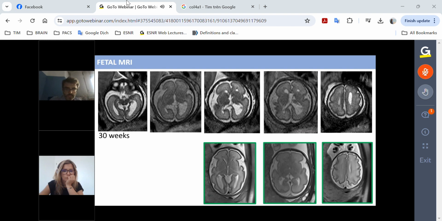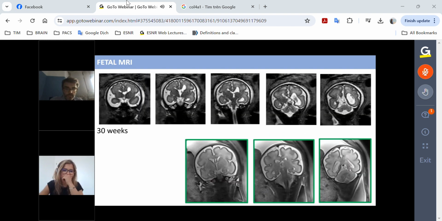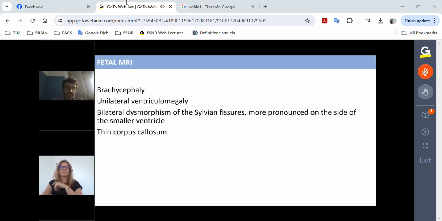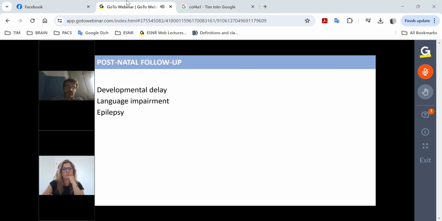If we look at the coronal sections, again same findings. You can see that there is, of course, a ventriculomegaly, but the problem is not the ventriculomegaly, but the asymmetry in the gyrification and in the shape of the Sylvian fissure, which is quite unusual in this case. So we have a bunch of abnormalities: brachycephaly, unilateral ventriculomegaly, dysmorphism of the Sylvian fissure, and the thin corpus callosum. These are clues for something. Well, of course, this is a malformed fetus, but let's see what happens after birth.